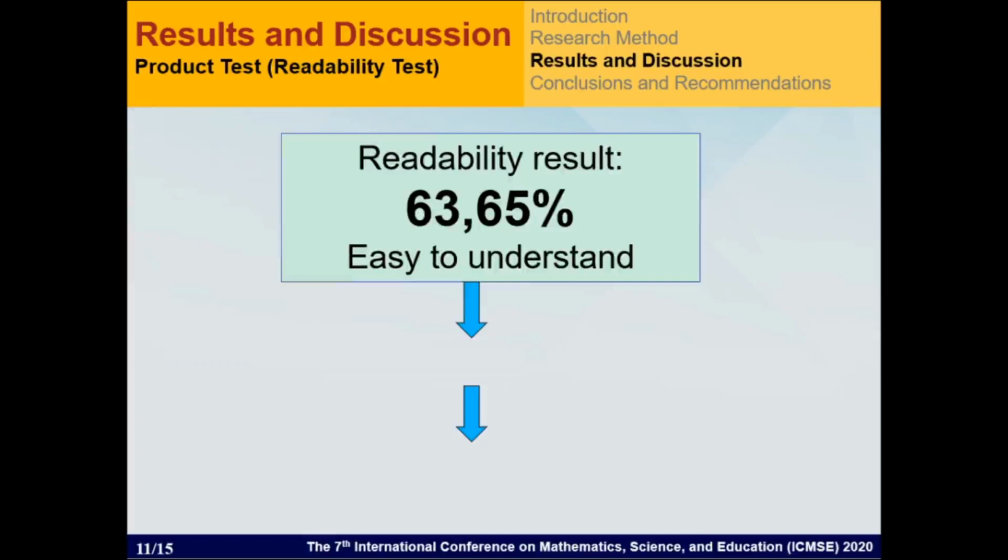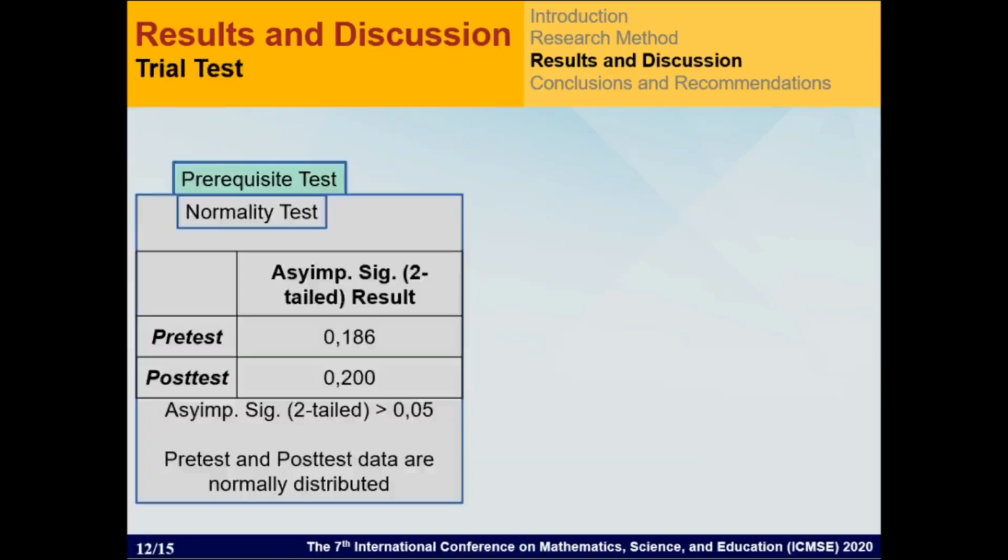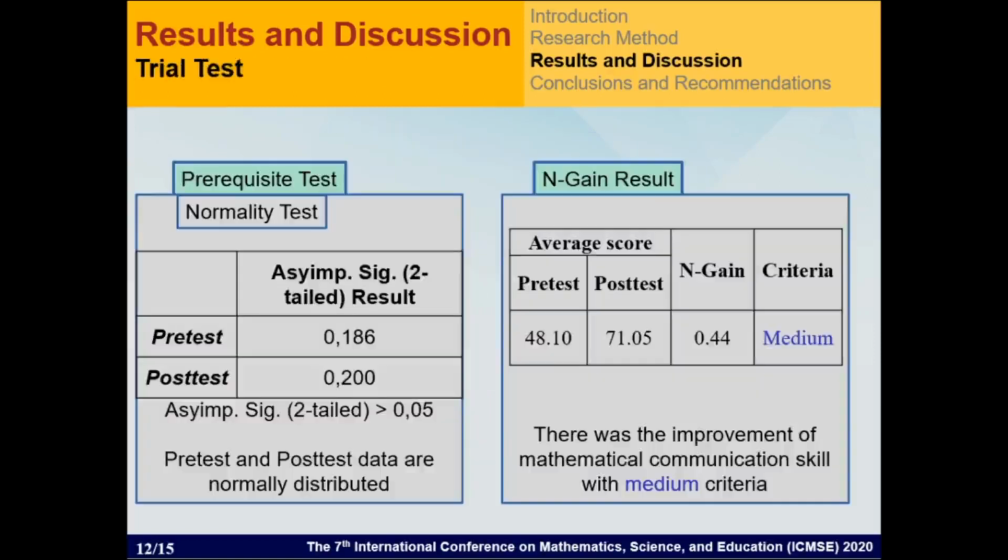And then our next step is the project test or readability test. And we have our result: 63.65% for easy to understand. And then we have a good readability and good quality. In a trial test, we have a normality test and NGain result. So we conclude that pretest and post-test data are normally distributed, and there was an improvement of mathematical communication skill with the medium criteria.